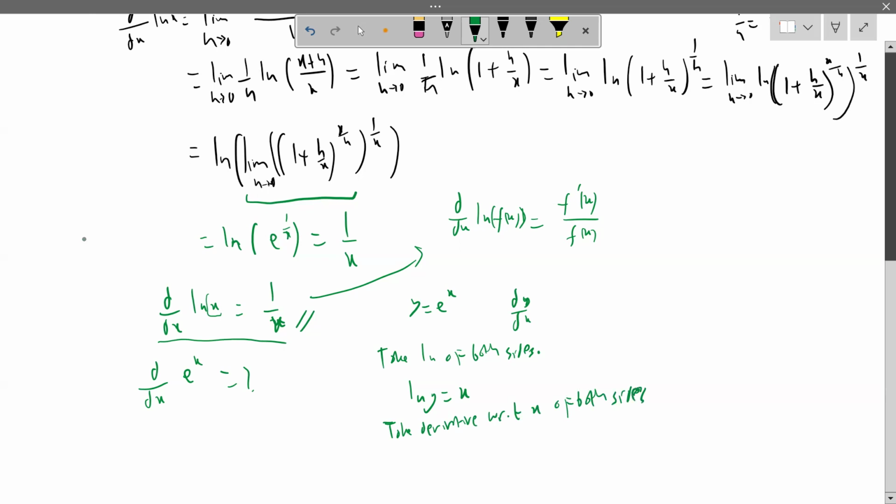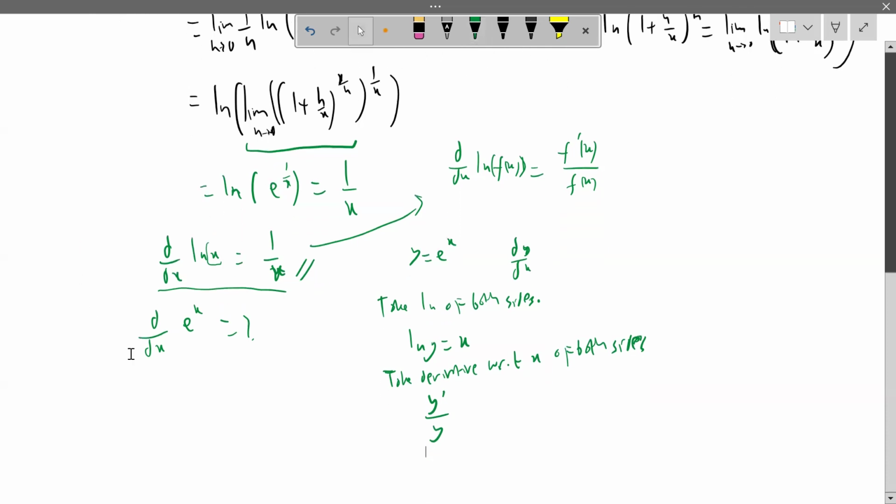If we were to take the derivative of both sides with respect to x here, we'll get y prime over y. This is because y itself is a function of x. Because y is a function of x, we have to take the derivative of y here and then divide it by y itself. Meanwhile, for the right-hand side, the derivative of x with respect to x is simply 1. And as such, y prime here is equal to y, which is equal to e to the power of x.